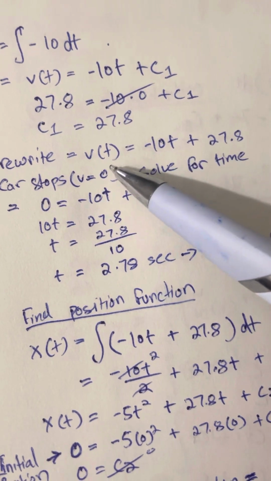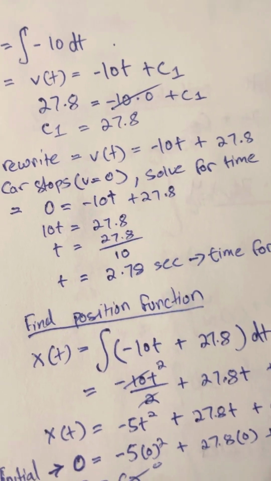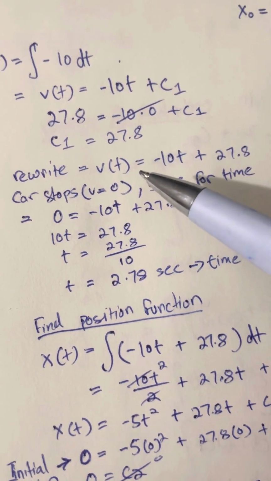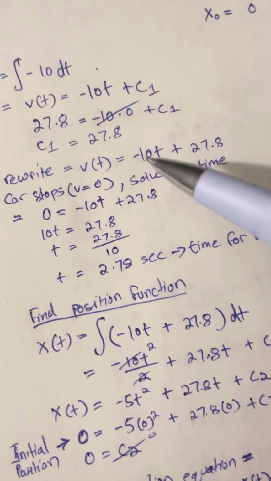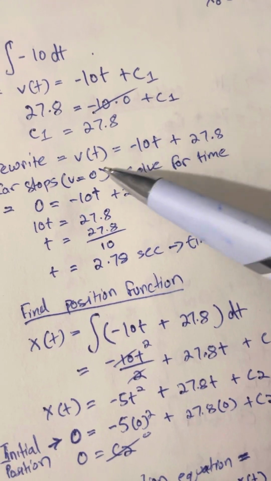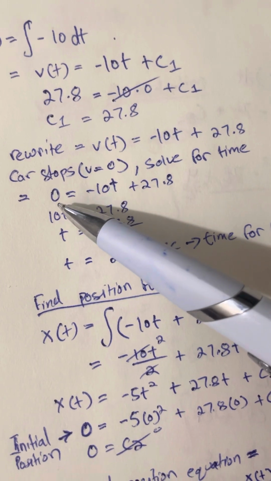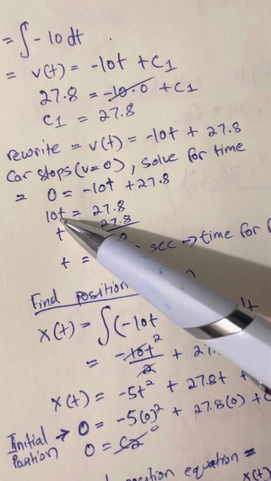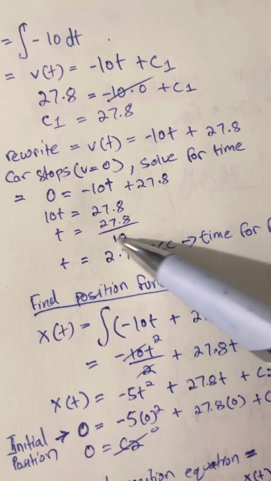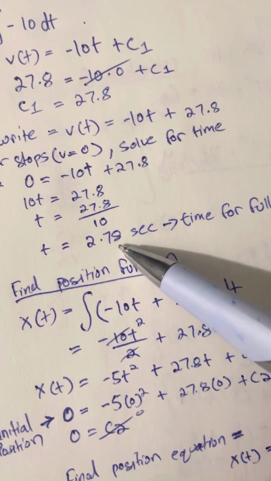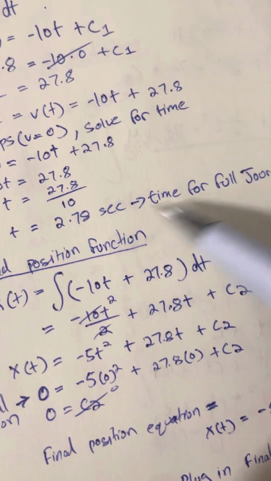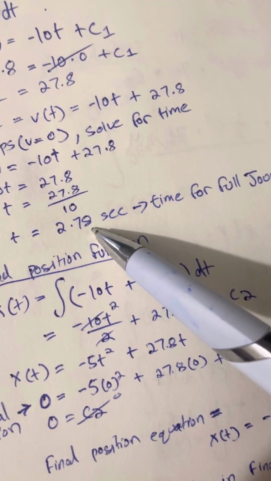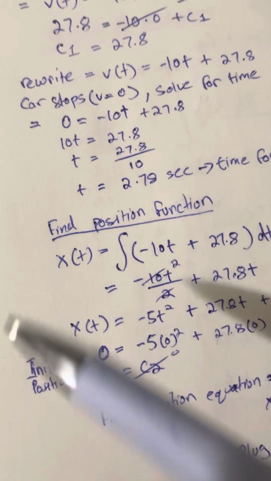So now the car stops at v equals 0. So we solve for time. When the velocity is equal to 0 is when the car stops moving, because there's no speed to it. So what's the time when the velocity is 0? So we set it equal to 0, and we solve for t. So we subtract negative 10t from both sides, divide by 10 on both sides, and we'll get t is equal to 2.78 seconds. That's our time for the entire journey. From the moment it starts decelerating to the moment it comes to a full stop, it takes 2.78 seconds, so 2.8 seconds.